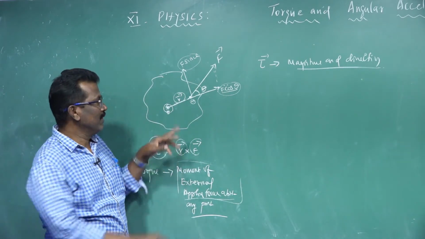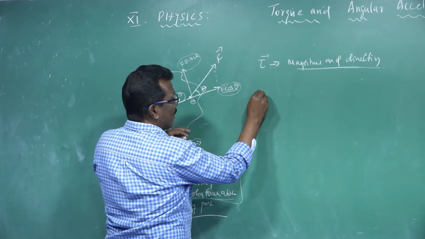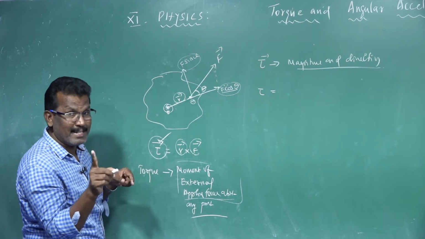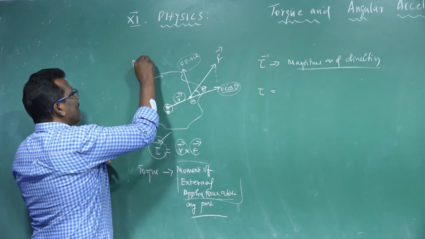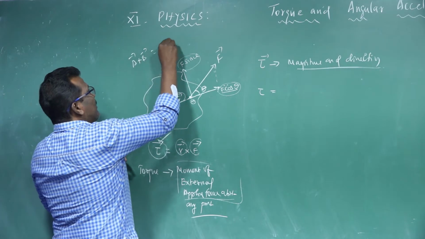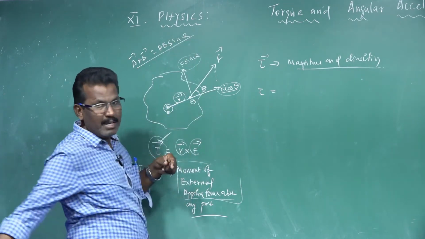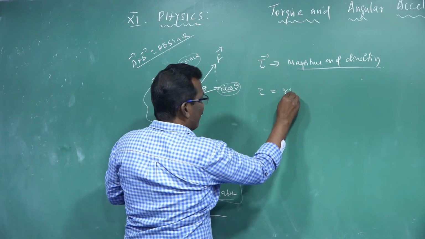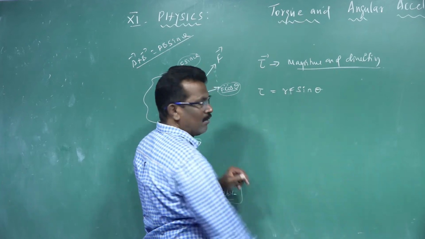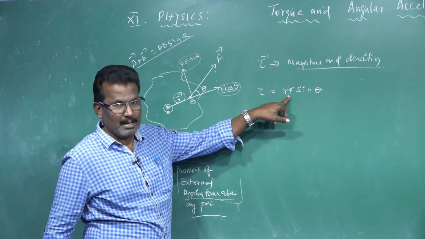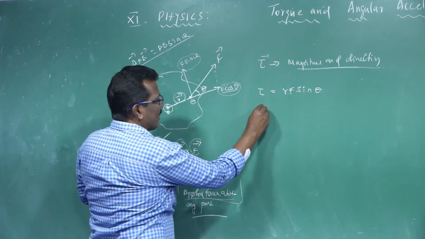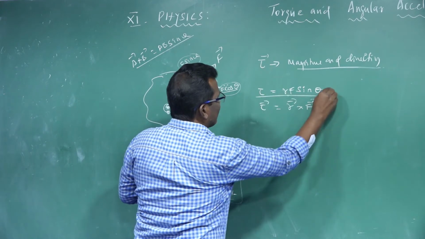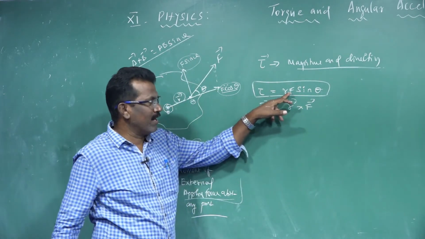What is the direction? First the magnitude. Because it is A cross B, A vector cross B vector can be written as AB sin theta. So R vector cross F vector gives RF sin theta. This is the magnitude of the torque. So the magnitude of the torque, tau, is equal to RF sin theta.